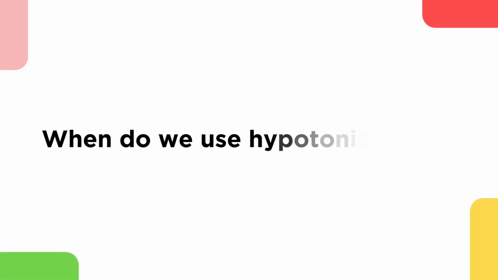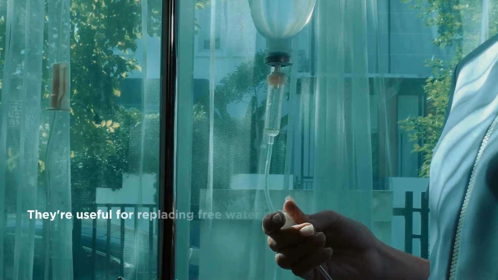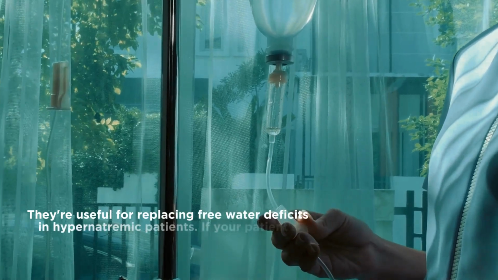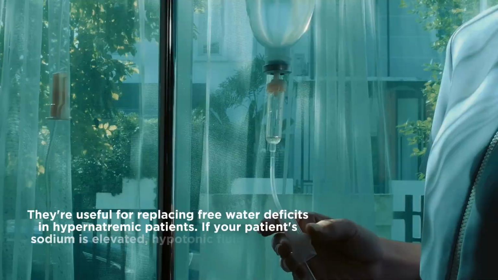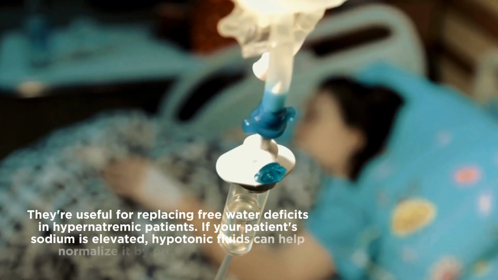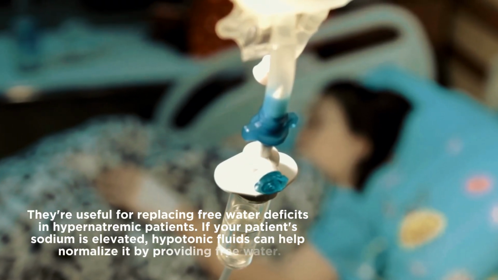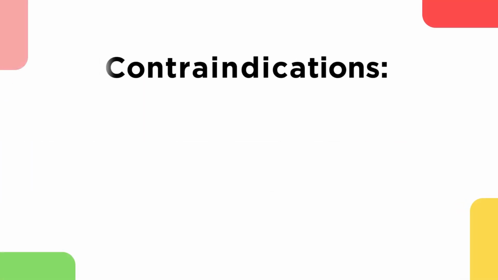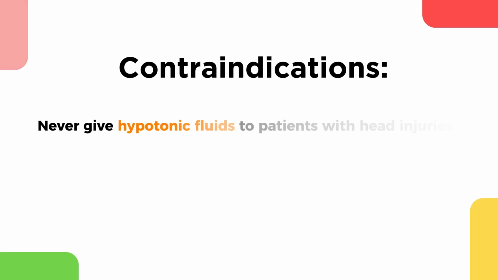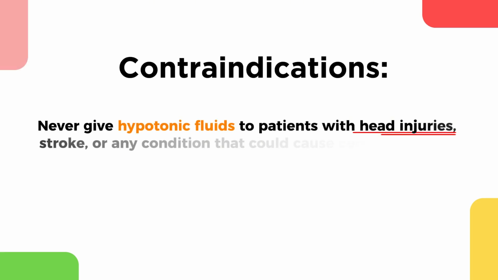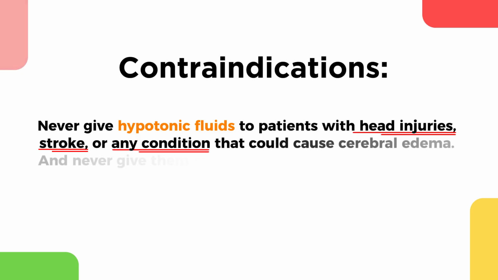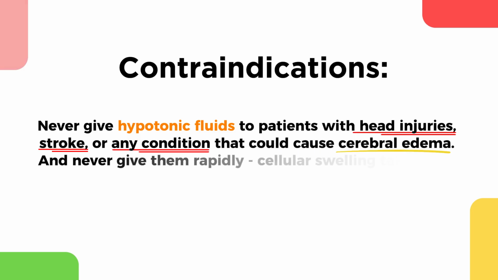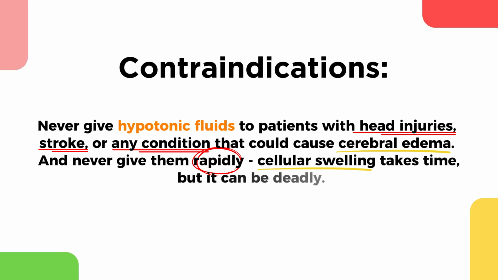When do we use hypotonic fluids? They are useful for replacing free water deficits in hypernatremic patients. If your patient's sodium is elevated, hypotonic fluids can help normalize it by providing free water. But here are the absolute contraindications. Never give hypotonic fluids to patients with head injuries, stroke, or any condition that could cause cerebral edema. And never give them rapidly. Cellular swelling takes time, but it can be deadly.